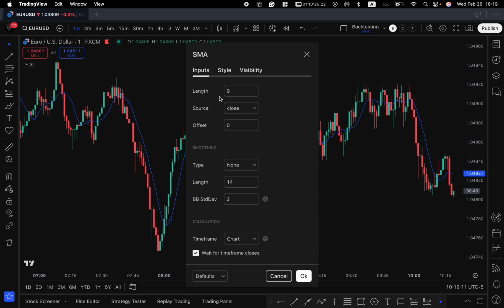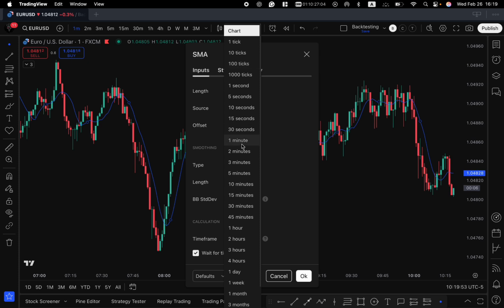And as you can see, here's the length, the source, the offset, and a bunch of other stuff. But right now we're going to focus on the length. So the length is 9 and the source is close. So what does this mean? The moving average is an average that is based on the last closes of some candles. And when the length is 9, it is calculated by averaging the last 9 candle closes on this time frame. Because here the time frame is set to chart.